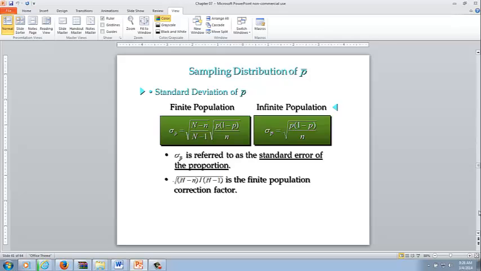Again, there are 2 ways to calculate the standard deviation of P bar. On the left is with a finite population, on the right is with an infinite population. And once again, if small n over big N is less than 0.05, we can use the simpler equation on the right. Please note, in the equation, we are using P, not P bar.